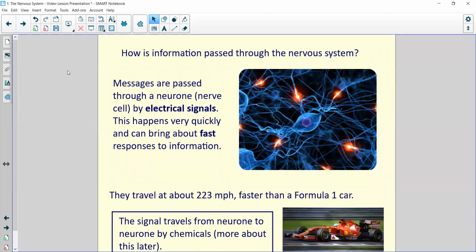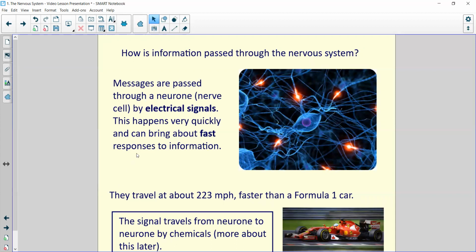So how is information passed through the nervous system? Well, the messages are passed from one neuron to another by electrical signals, and it happens really, really fast. You can see a computer-generated image here of what it might look like. Imagine this is a neuron, perhaps in the brain, and it's firing off impulses which travel along these special fibers, and they then pass on to another neuron who will then respond to that information. As I say, it happens really, really fast.